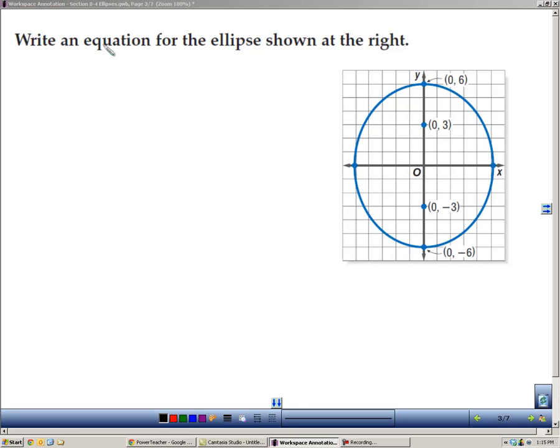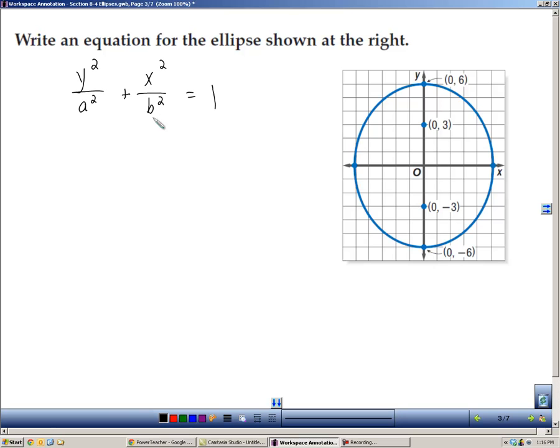So in this example we want to write the equation for the ellipse that's shown here. Now if you notice, this ellipse is longer as you go up and down, so we're going to use this equation for an ellipse. That's because the y-axis is the major axis and the x-axis is the minor axis. Now to write the equation we've got to find a and b. So those are the 2 values we're going to focus on.